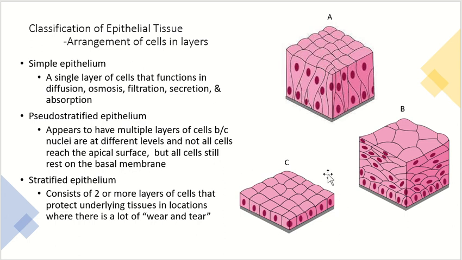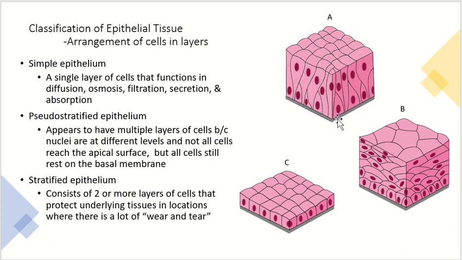All right. Next, we have the pseudo-stratified epithelium. So pseudo meaning like faux, like not quite stratified epithelium. This is going to look like it's got multiple layers of cells, and you can see that here in A. And this is going to be because the nuclei in each of these cells are going to be at different layers within the cell. So it's going to look like there are multiple layers of cells. However, all of these cells are going to still rest on that basal membrane.